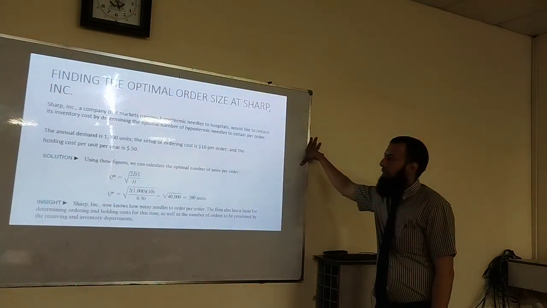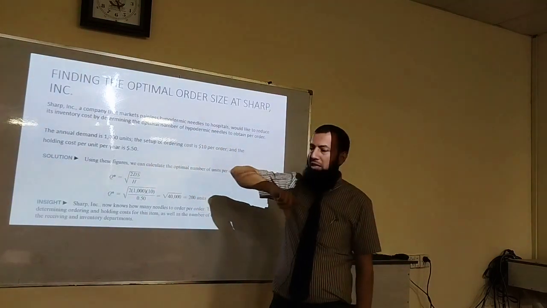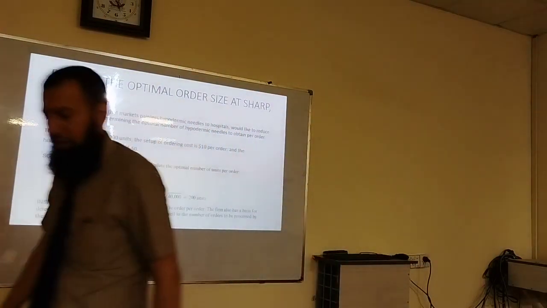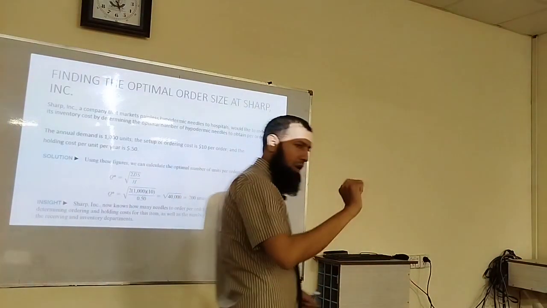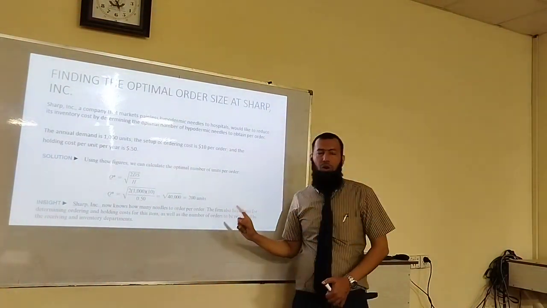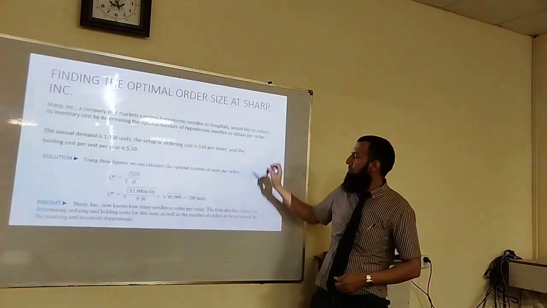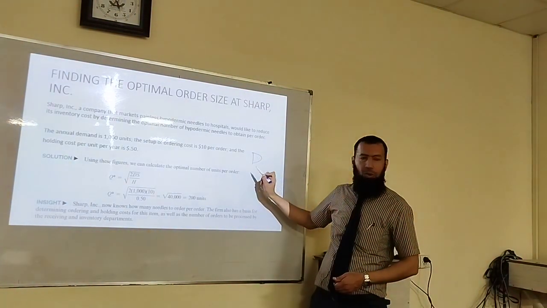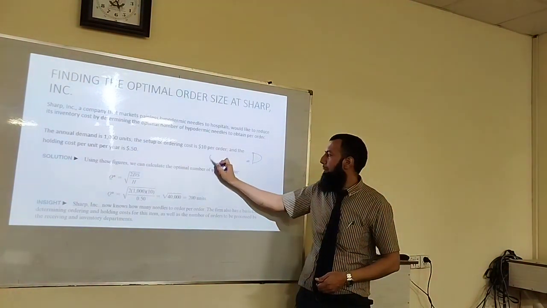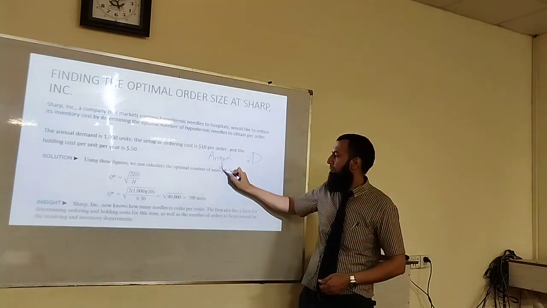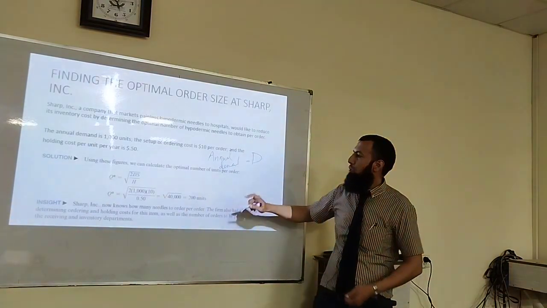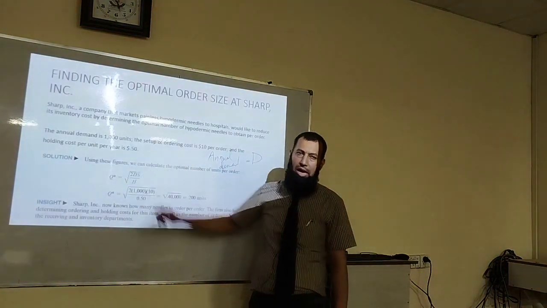ठीक है? अब what is given is important. What is given? Annual demand. Note it down. The demand will always be annual. We represent it with the capital D. So annual demand is 1000 units.